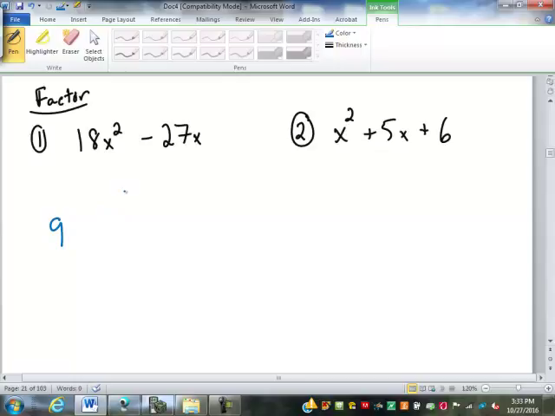So it has to appear in every digit. In this case, x does. It appears in both of them. And the lowest power is just x. So x to the 1, if you want to call it that. So now we're going to divide out the 9x to see what is left over.